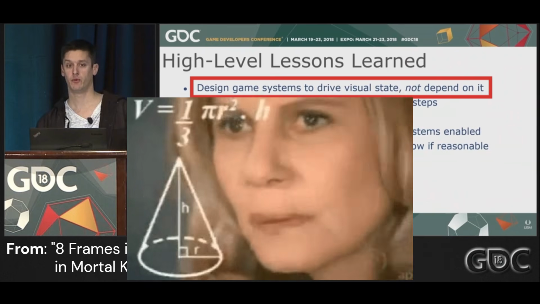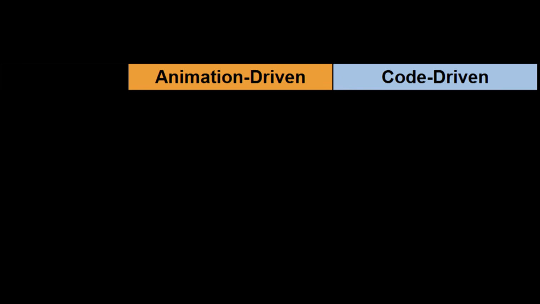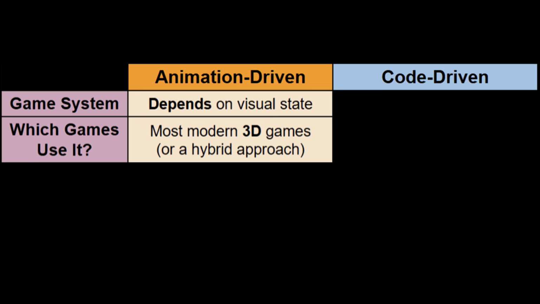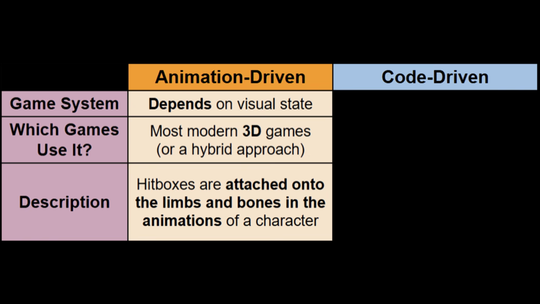First, I'm going to define two ways to implement hitboxes: animation-driven versus code-driven. For animation-driven, the game system depends on the visual state. Most modern 3D games use this approach or some type of hybrid. Hitboxes here are attached onto the limbs and bones in the animation of a character.